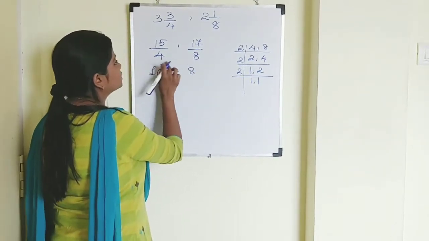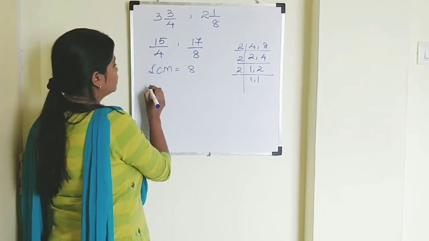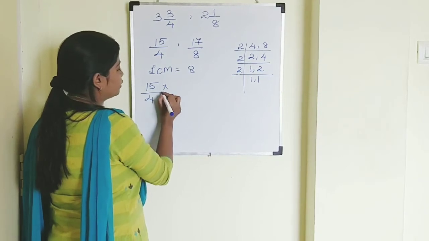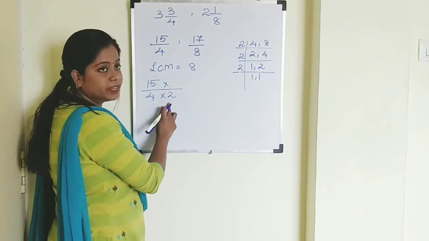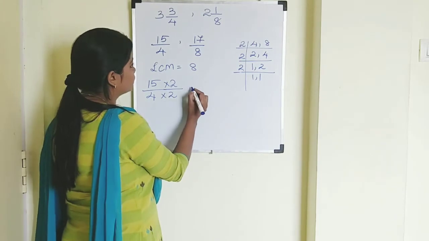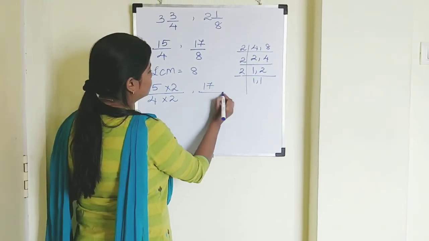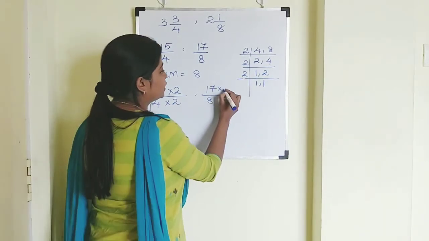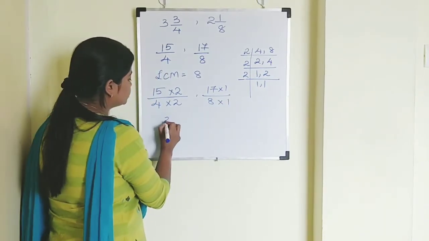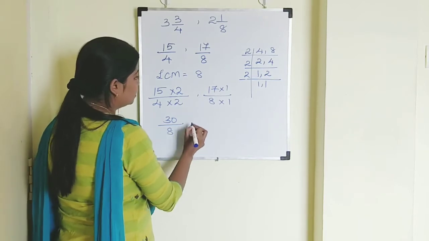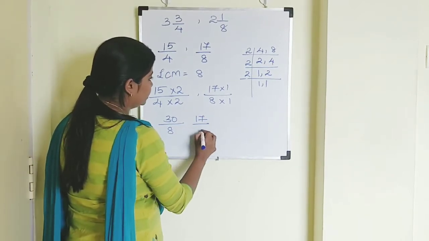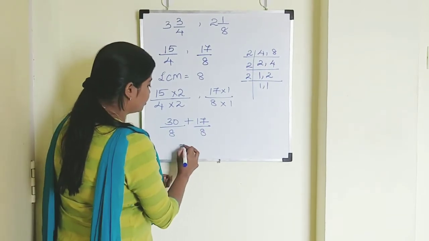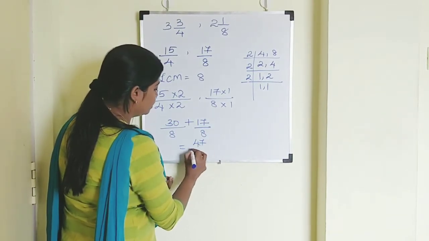So I'm going to make this number's denominator 8. So 15 by 4 into what number? If I multiply the bottom, I will get 8. I have to multiply it by 2. So on top also I am going to multiply by 2. Then 17 by 8. The denominator is already 8, so I am not going to do anything. You can just multiply it by 1. So here if you see, it is 30 by 8. Here it is 17 by 8. So what's next? You have to just add them. So your answer is 47 by 8.